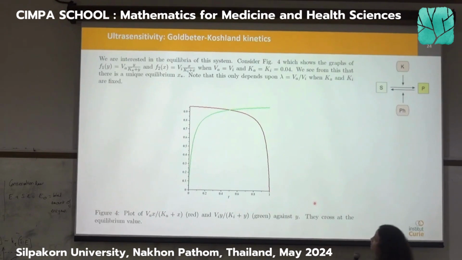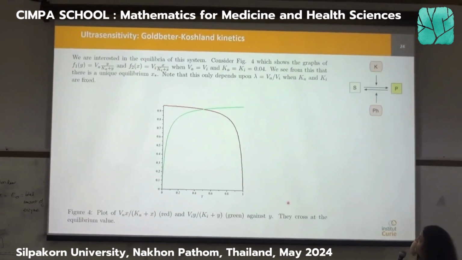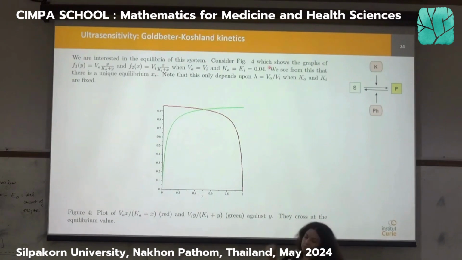So here they are called F1 and F2. And this is drawn for VA equal VI and KA equal KI equal 0.04. This is written here. And basically here, we see that they cross at a single point, which is here. When they cross, F is equal to 0, and this is where we get the equilibrium, right?